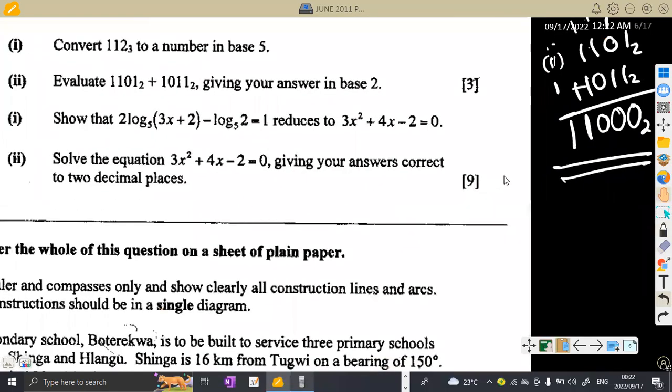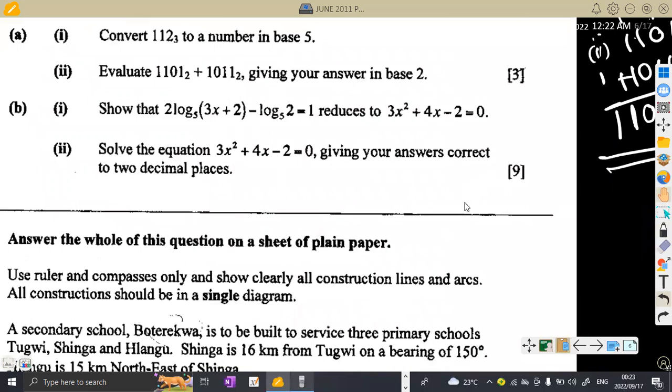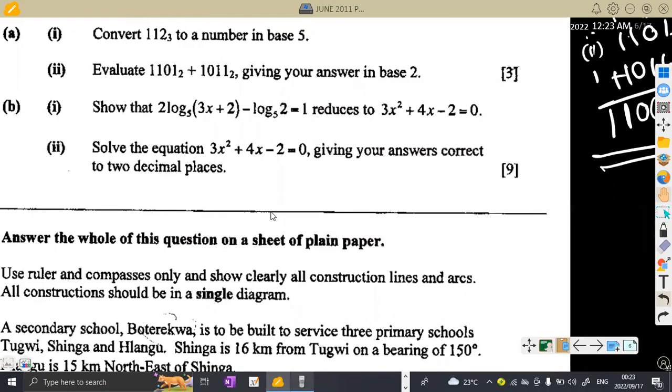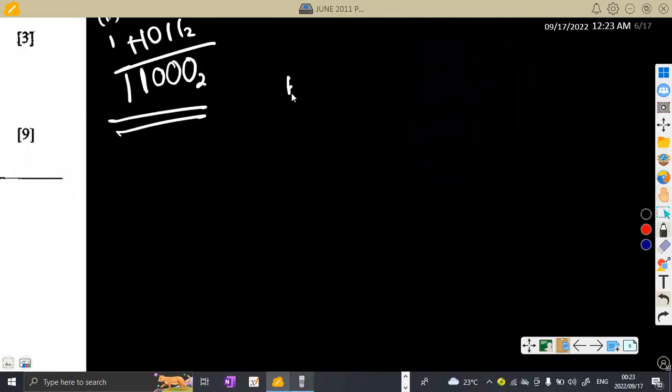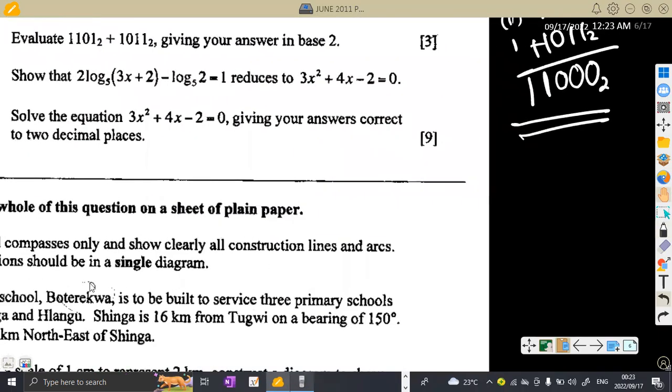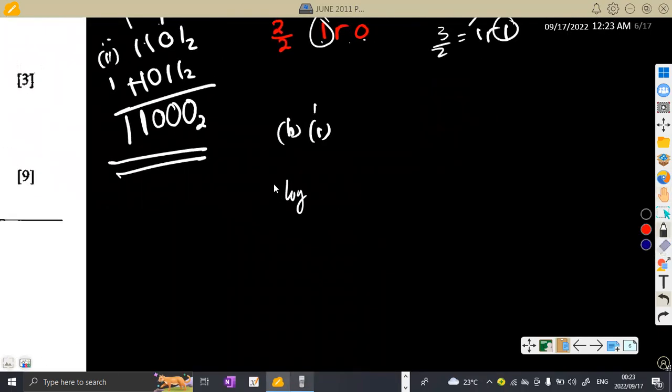All right, number B item 1: show that 2 log, whatever that we have, is going to reduce to this quadratic expression. Whenever you're dealing with logarithms, it's all about the laws of logarithm that you're going to apply. So this is 2 log of 3x plus 2 minus the logarithm of 2 in base of 3, which is equal to 1.